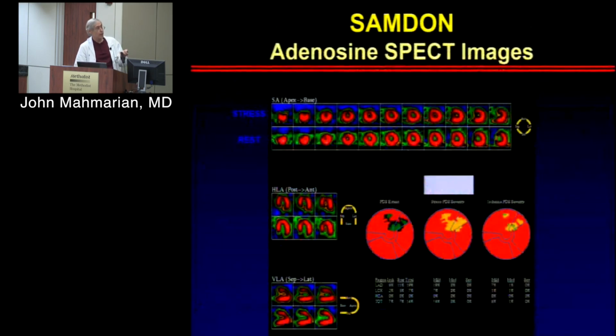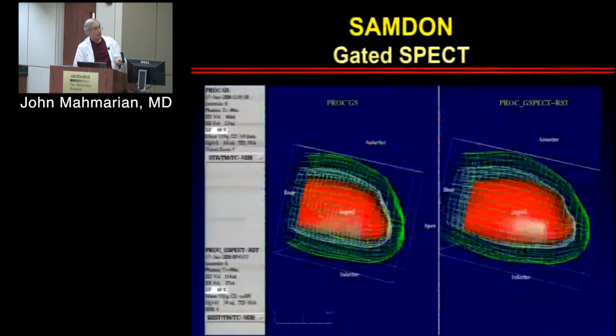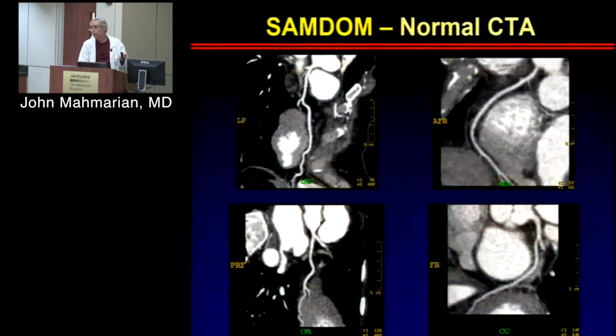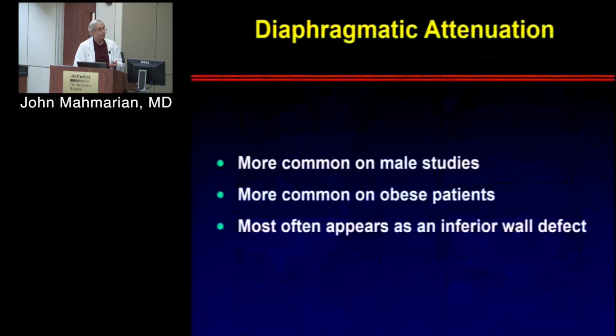Another patient from our lab several years ago came in through the ED and had different breast positioning. There's a mild anterior defect here, gone on the rest imaging, looks like ischemia. The patient actually ended up having a CT, which is completely normal, just from different breast positioning. So very important to image patients properly.